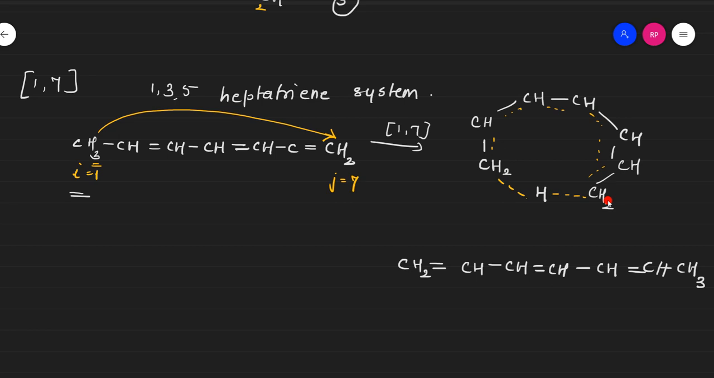And when you break this bond, it is going to break completely and you get this product. Okay. So position of first I is equal to 1, J is equal to 7, H migrates from 1 to 7. Hence it is called a 1,7 sigmatropic shift.